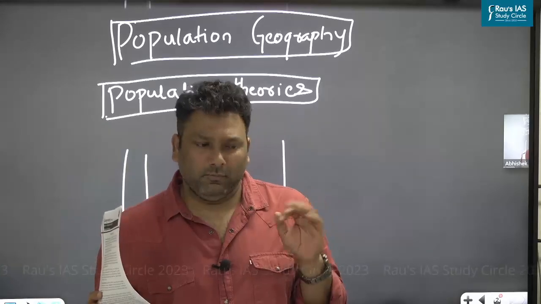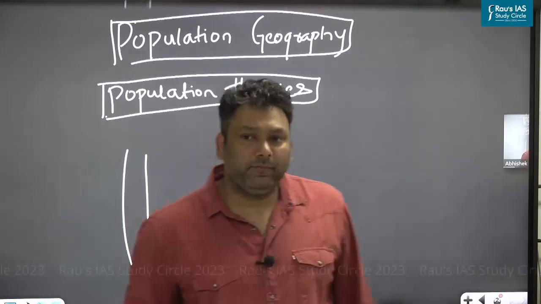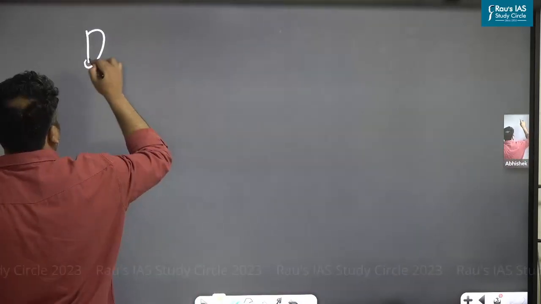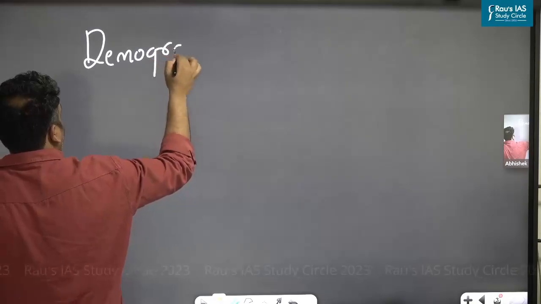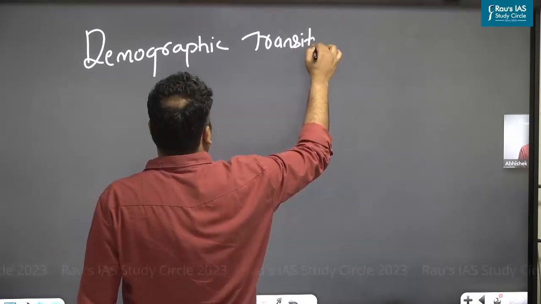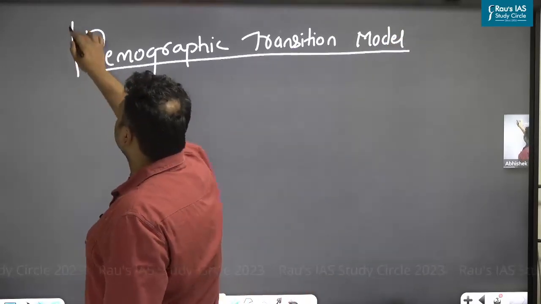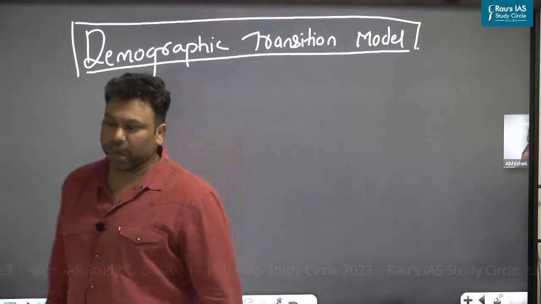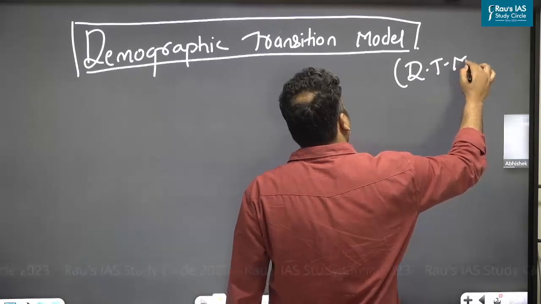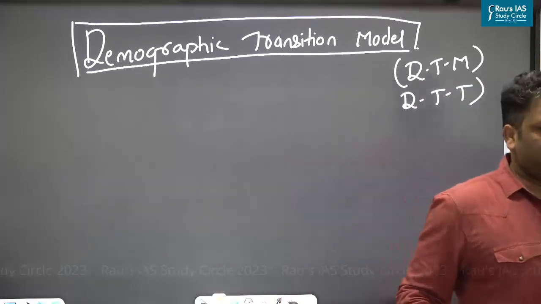From tomorrow, preferably use loose A4 sheets. Okay, so let's start with the demographic transition model. The first theory which we'll be doing is the demographic transition model, also called DTM, also called demographic transition theory.